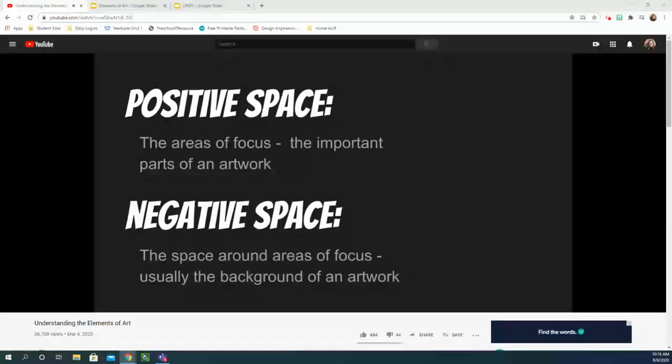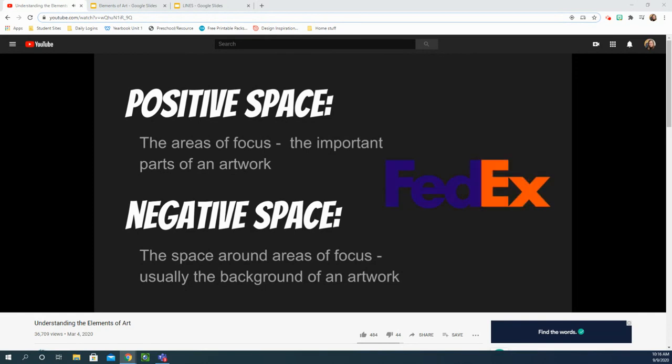So we're going to see a fun example of positive and negative space in graphic design. You may have seen the FedEx logo before. Some of you may already know what I'm about to say, but when we look at the logo, the letters themselves would be the positive space. So they're the areas of focus. However, the person who designed this logo did something clever with the negative space. The way they arranged the letters and put them together to create this logo ended up creating an arrow between the E and the X, as you can see right there.